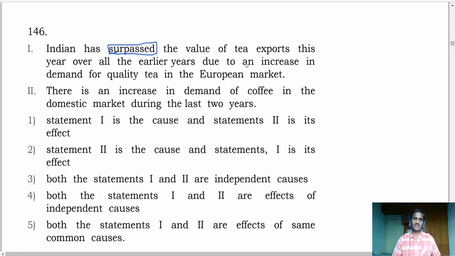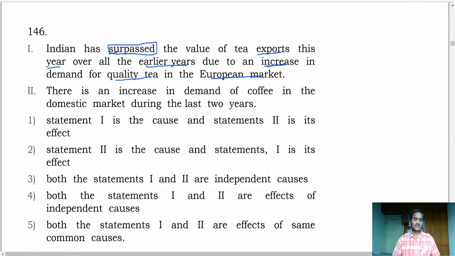ఇండియా హ్యాస్ సర్పాస్డ్ ద వాల్యూ ఆఫ్ టీ ఎక్స్పోర్ట్స్ దిస్ ఇయర్. ఈ ఇయర్లో ఎక్స్పోర్ట్స్ పాత రికార్డులన్నీ తుడిచిపెట్టేసింది. ఓవర్ ఆల్ ద ఎర్లీ ఇయర్స్, ఇంతకుముందు ఎన్ని సంవత్సరాల్లో చూసుకున్నప్పుడు కూడా ఈ ఇయర్, దిస్ ఇయర్ ఈజ్ ద హైయెస్ట్. Due to an increase, what is the cause here? Due to an increase in demand for quality tea in the European market. European market lo quality tea ki demand ekku పెరగడం బట్టి మన వల్ల ఎక్స్పోర్ట్స్ ఎక్కువైతే ఉన్నాయి.